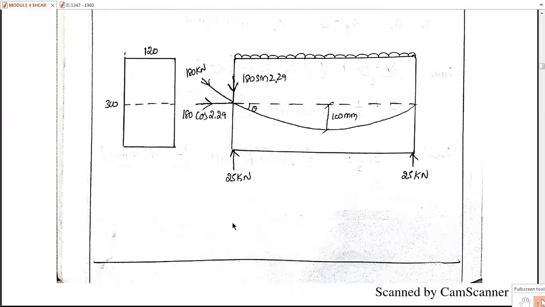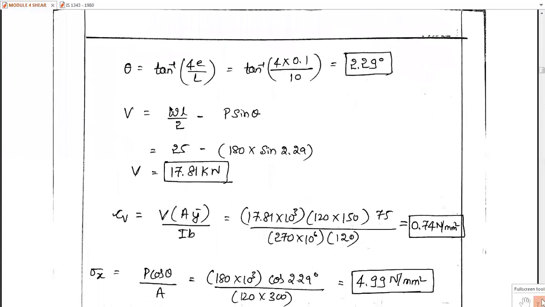Okay, I am writing that here. V is equal to WL by 2, that is 25 kilonewton, minus P into sin theta, that is the vertical component of the force in the pre-stressing cable. 25 minus 180 into sin 2.29. Now we get the shear force as 17.81 kilonewton.